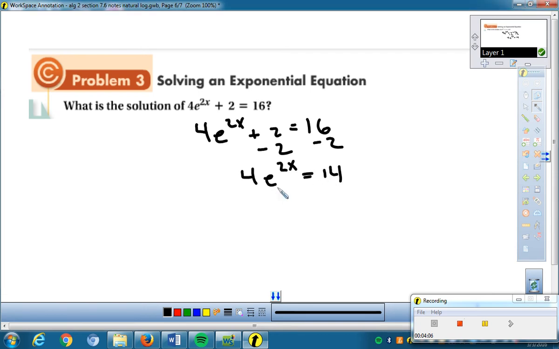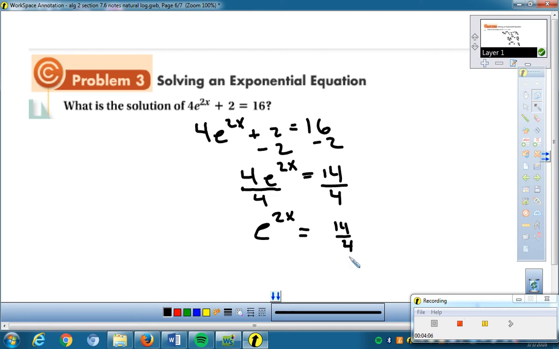What did you do? Get that e by itself. Divide by 4. Thank you. So now I have e to the 2x equals 14 over 4. You can simplify that or put a decimal in, either way is fine. And how do I get that variable out of the exponent? Variable in the exponent, the whole reason in this chapter. We need logs, right?